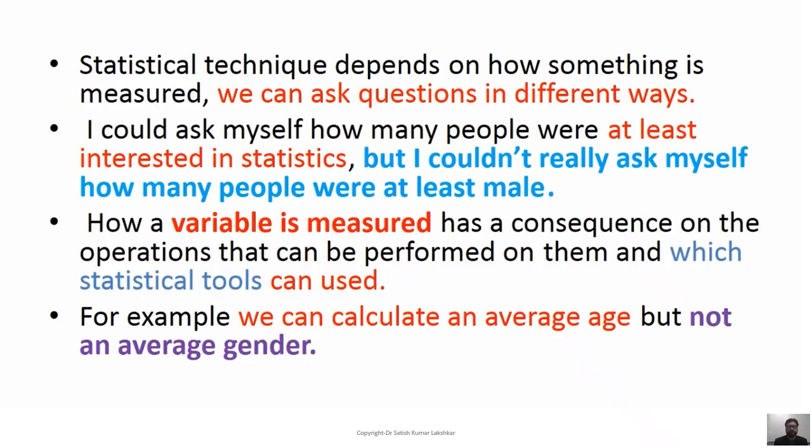Let's talk about some more pointers. How a variable is measured has consequences on the operations that can be performed on them, on which statistical tools can be used. For example, we can calculate an average age, but not an average gender. I just mentioned an example: age may be calculated, but can we calculate gender? No, because it is categorical in nature, whereas age could be quantified. It is a quantitative variable.